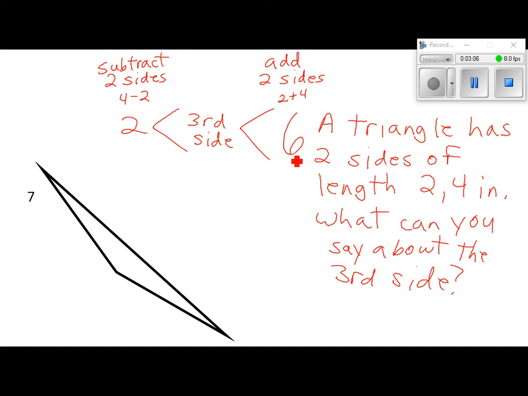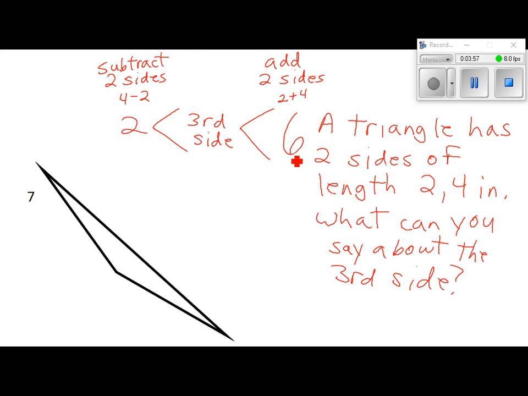Give me an example of what that third side could be. Could be 5, 3. Give me a number that would not work for the third side. 7, 1, 237. How about 6? Would 6 work? Why would 6 not work? It's not less than 6. Give me the highest possible number that would work for the third side. 5.9999, so on, so on. Give me the lowest possible number that would work. 2.00001. So it's got to be between those two.